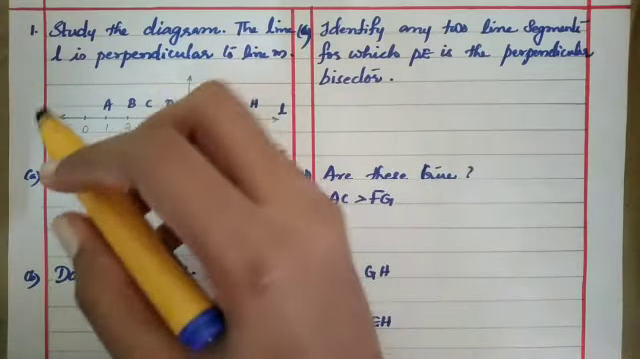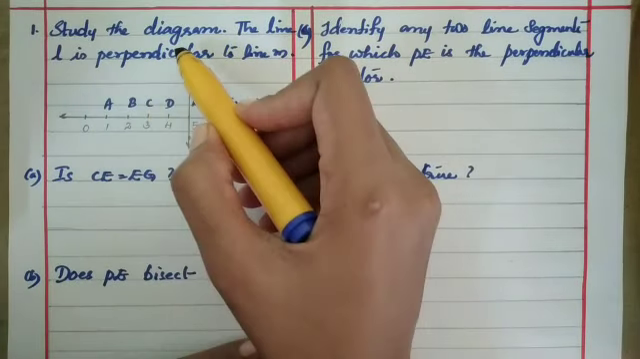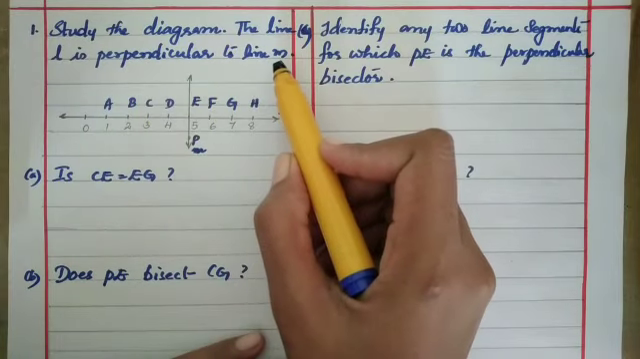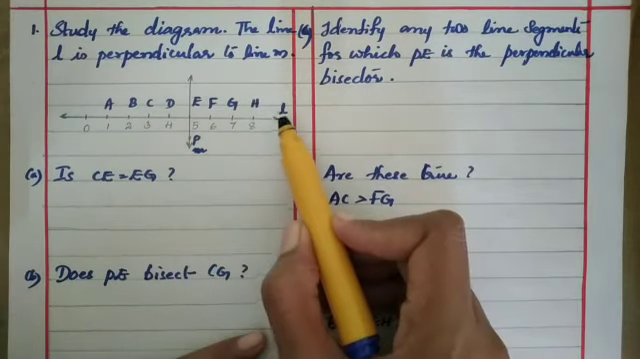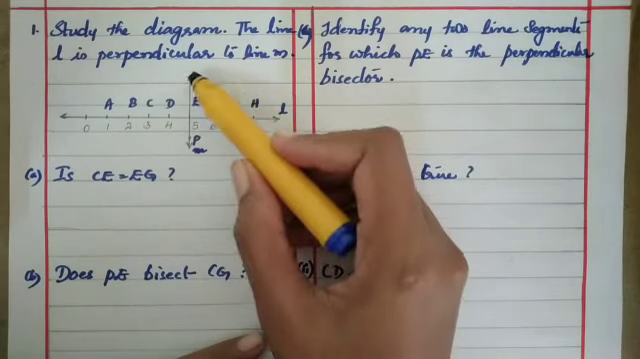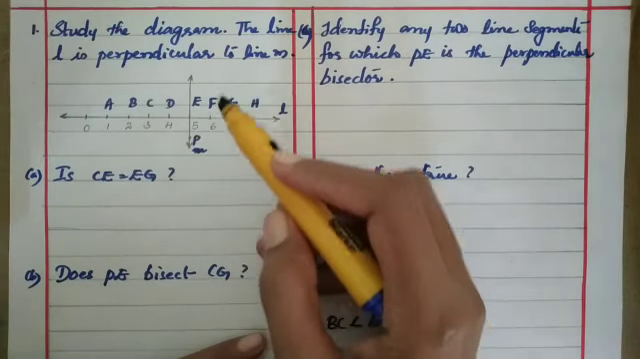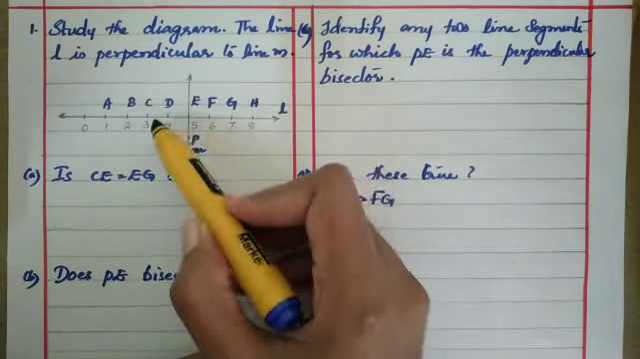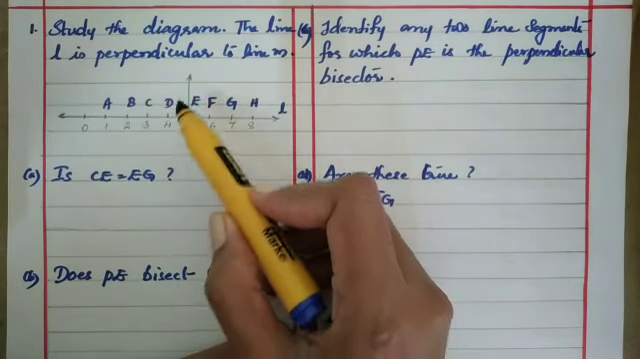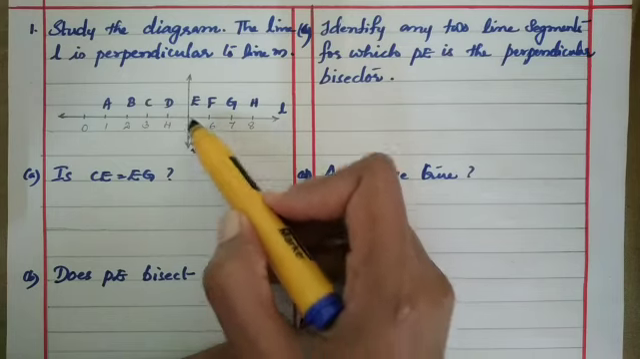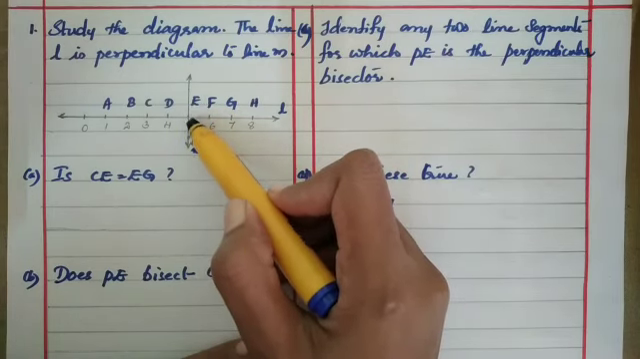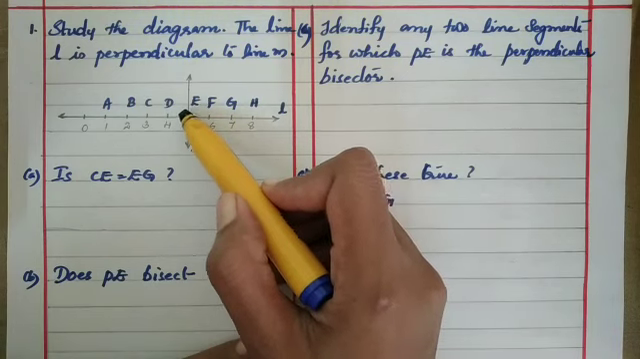Children, listen here. One question. Study the diagram. The line L is perpendicular to line M. So here this is the line L, and this is the line M. Line L is perpendicular to line M. Here the angle is a right angle, or 90 degrees.